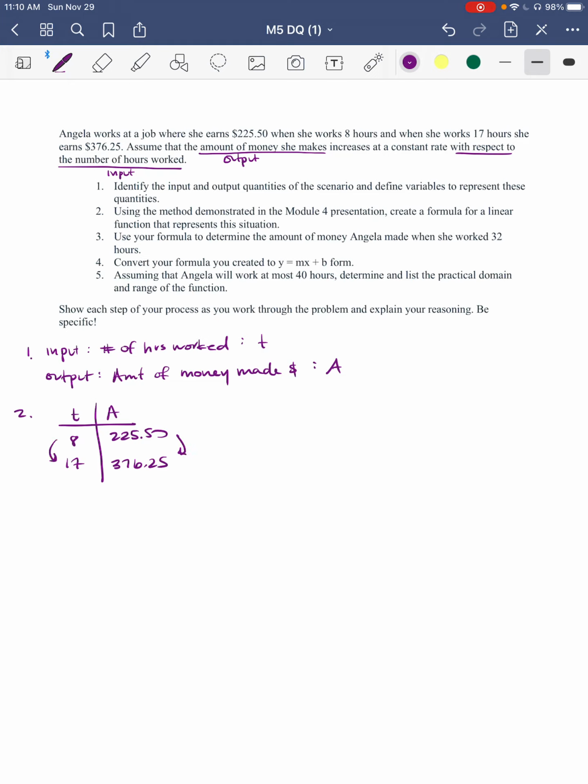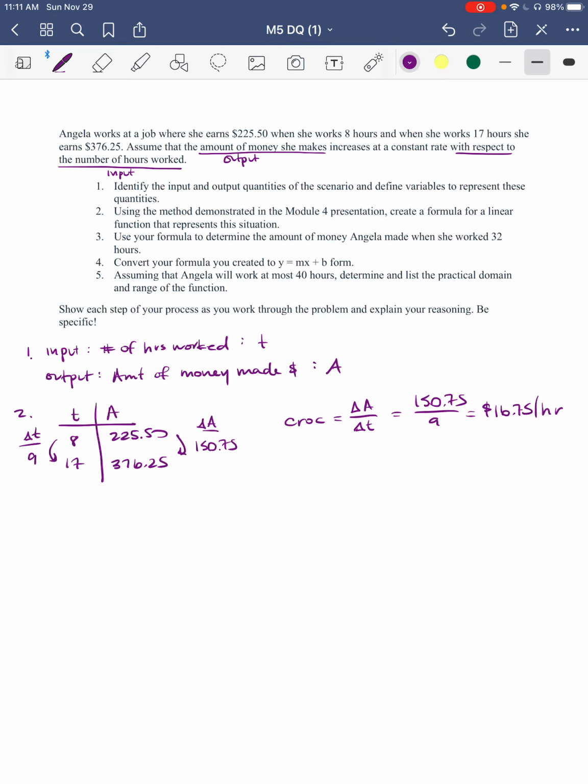But then I need to find my change in input and my change in output. So 17 minus 8 should be 9. Let's see if I can not forget how to do math over the holiday break. Hopefully just like you guys. And then my change in output is going to be $150.75. So I need to find my CROC, so that's my change in output over change in input. So 150.75 over 9 is going to be $16.75 per hour is going to be the units.